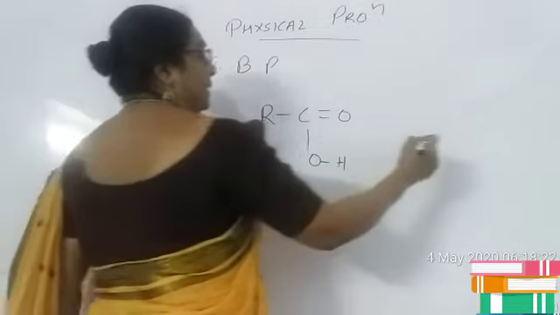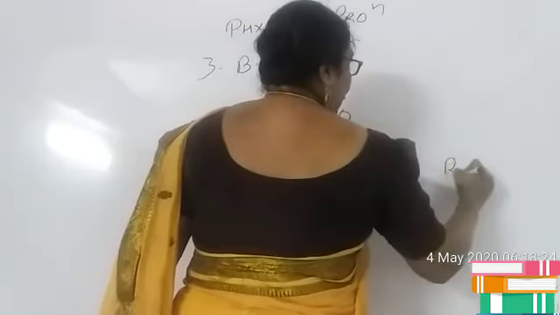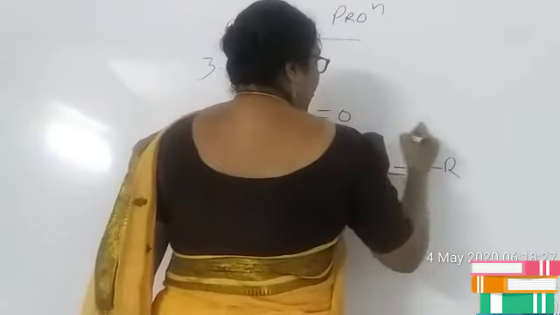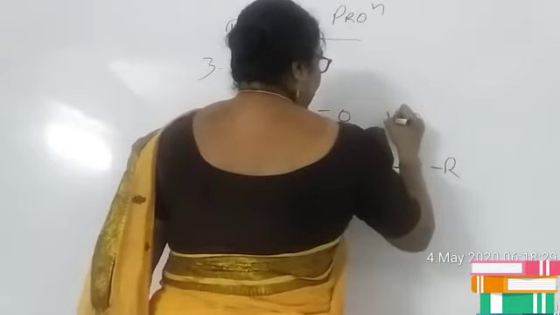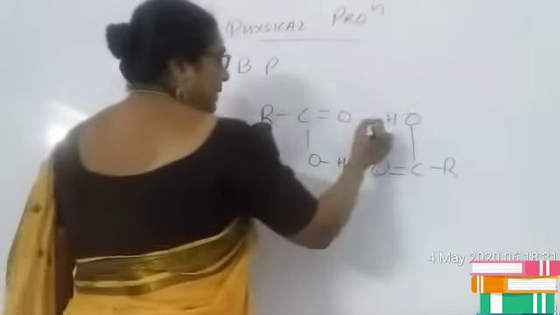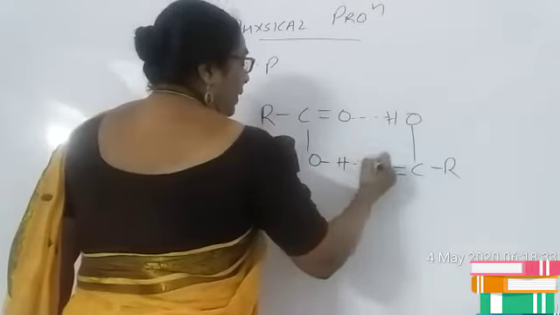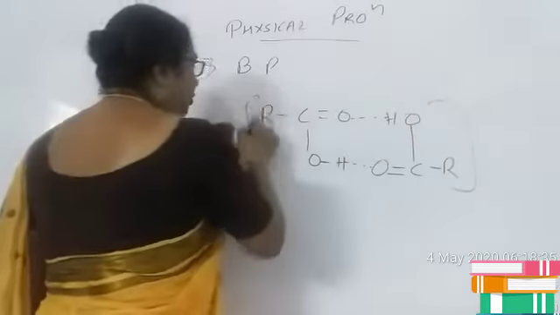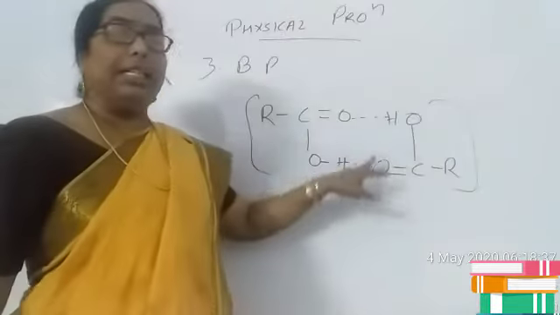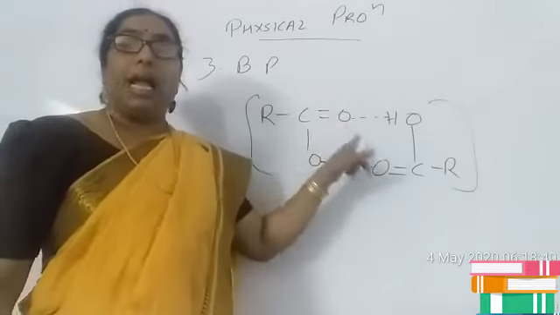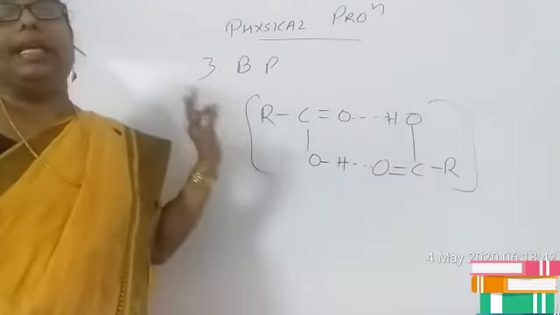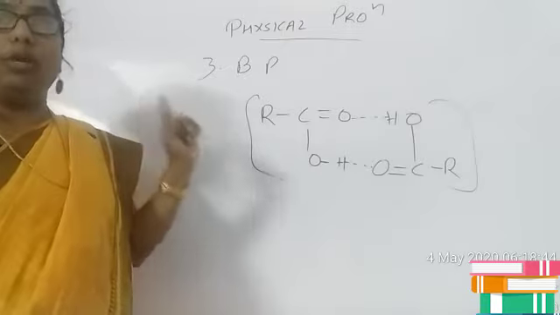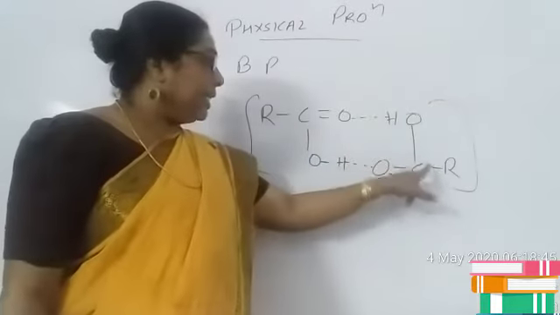Okay, carboxylic acid generally exists as a dimer. That is, if you just consider this carboxylic acid, again we can see that they exist as a dimer, and not only that, children, they will be able to form hydrogen bonds within the molecule. Is it clear? And due to this ability, they generally possess a high boiling point.